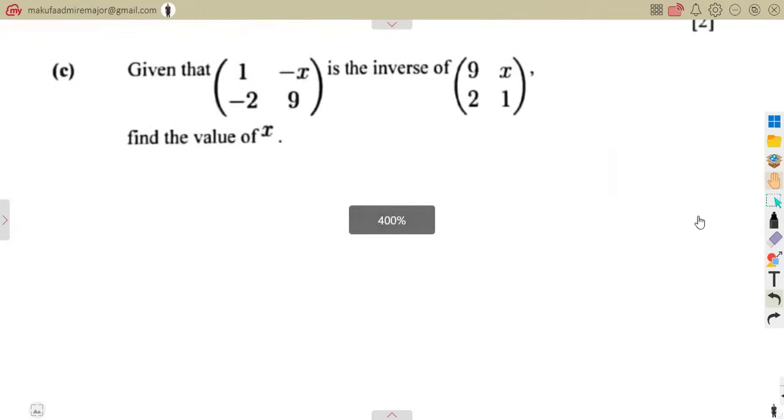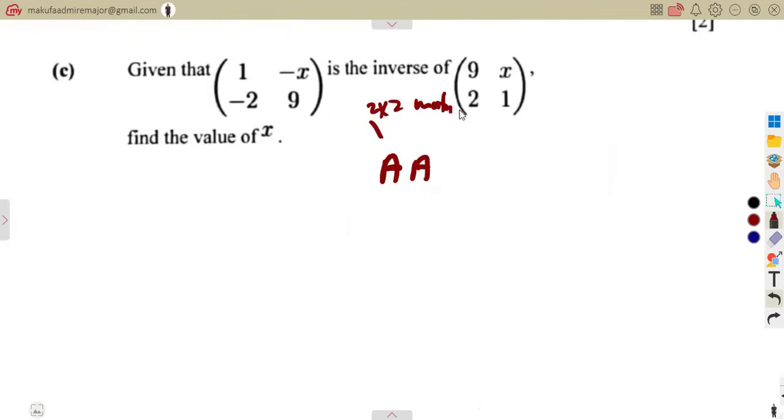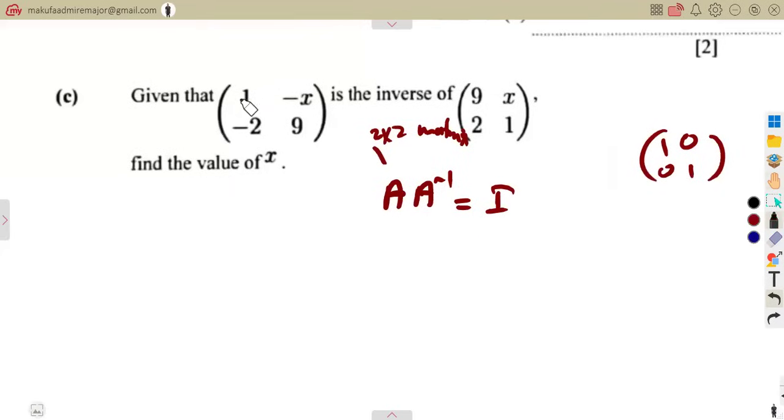Given that this matrix that you're given is the inverse of the other, find the value of x. Remember the concept: the original matrix, which is a 2 by 2 matrix, this A is a 2 by 2 matrix, multiplied by its inverse, we are supposed to obtain the identity matrix, which is 1, 0, 0, 1. So they are saying this here is the inverse, and this is our original.